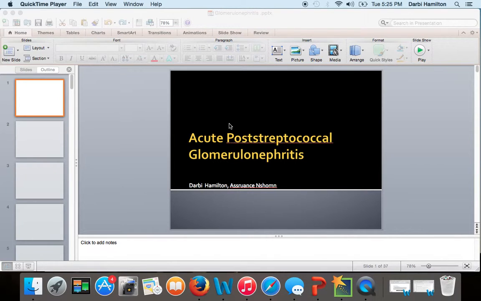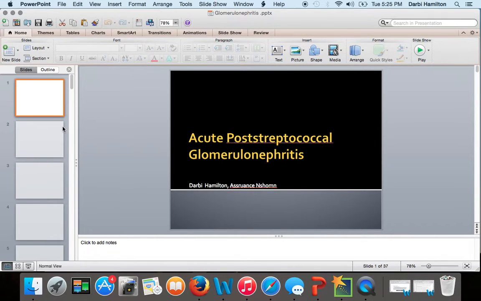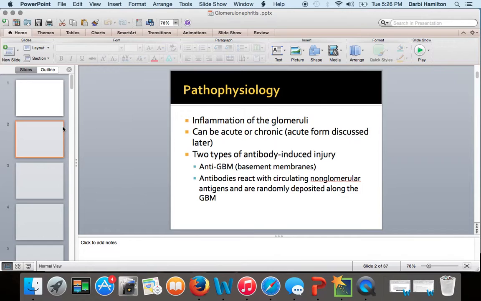This is our presentation on acute post-streptococcal glomerulonephritis. Pathophysiology: it's the inflammation of the glomeruli. It can be acute or chronic. The acute form will be discussed later. There are two types of antibody-induced injury.